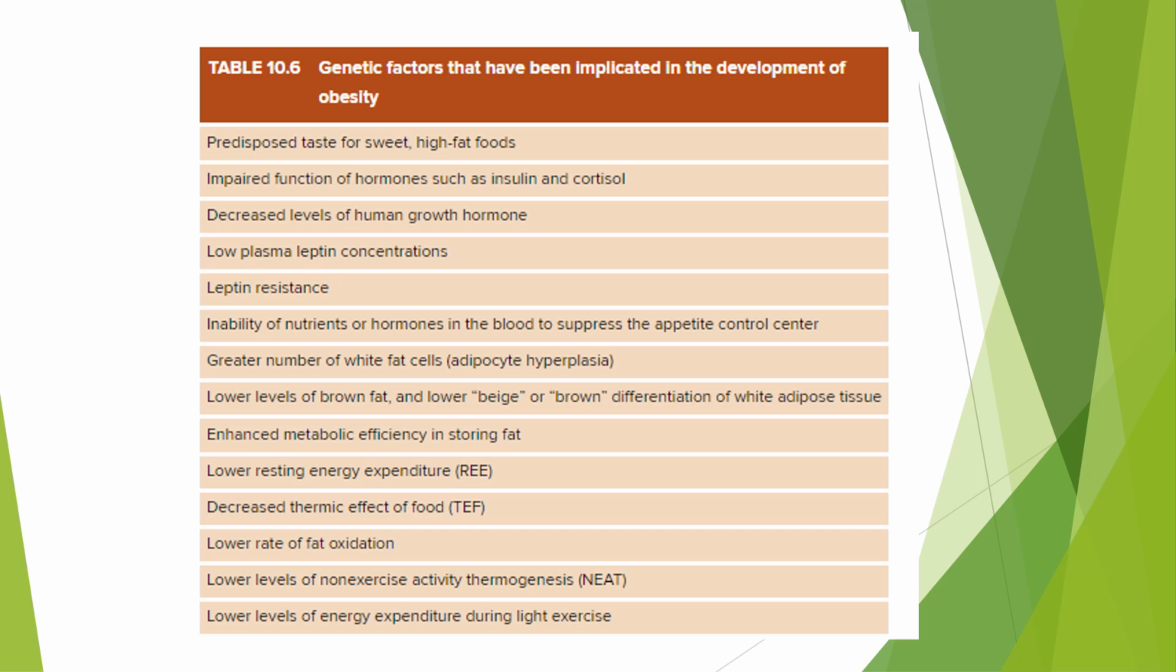And then the family and twin studies. The research shows that obesity tends to run in families. And twin studies have demonstrated that genetic factors account for a significant proportion of the variation in body weight and fat distribution. And you see there's a lot more to this, but again, this is the short version.